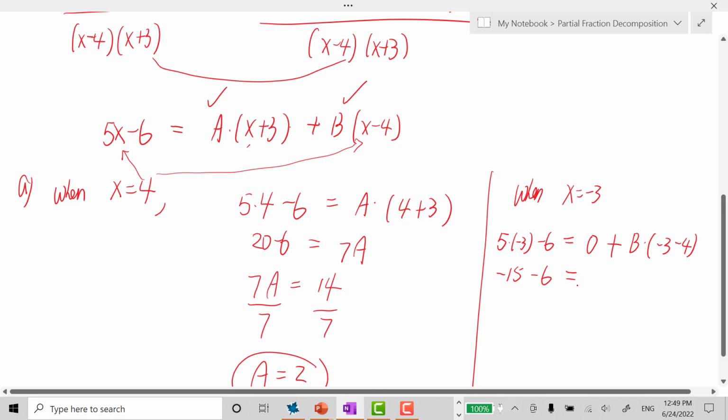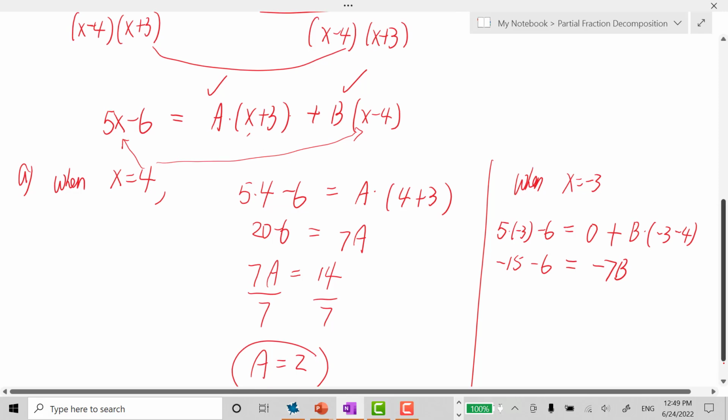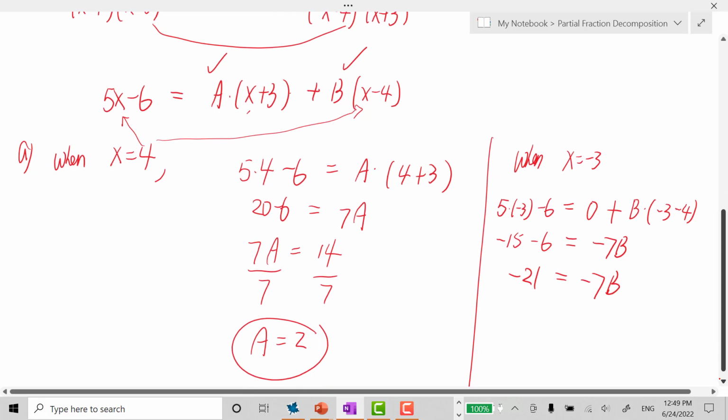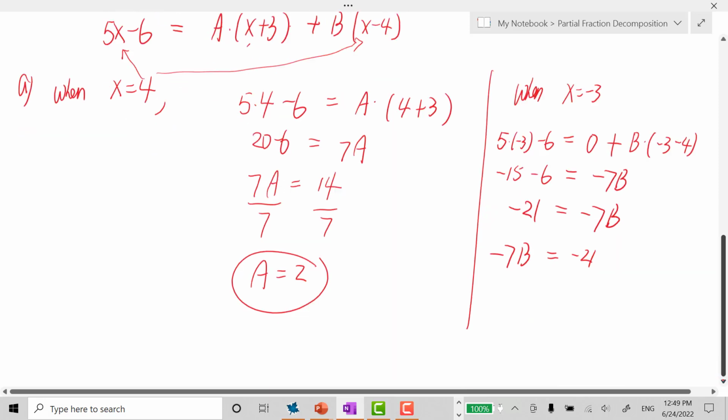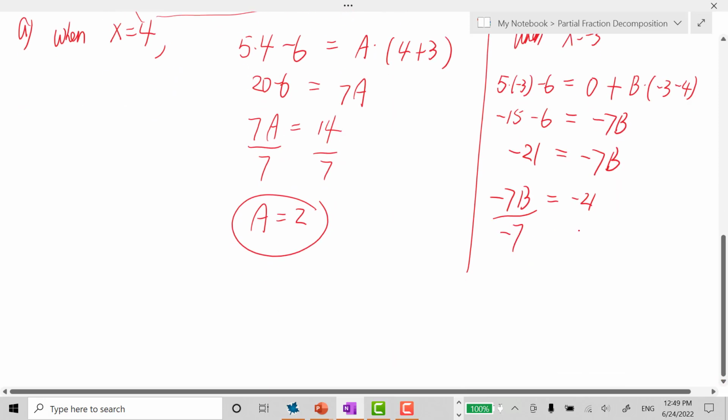That is equal to -7b. Then let's simplify. So -15 minus 6 is -21, equal to -7b. And in this case, -7b is equal to -21. So b equals 3. Dividing by -7 on both sides of the equation, b is 3.